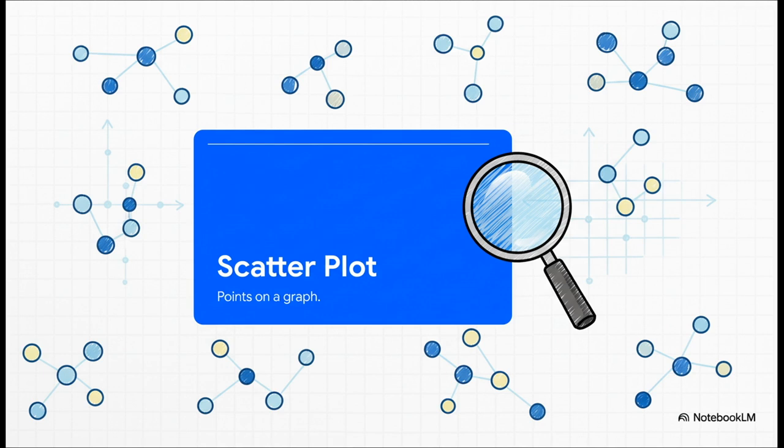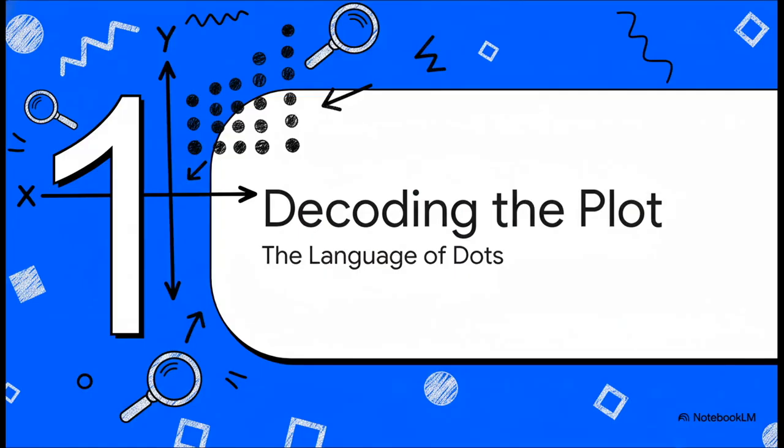Each one of those points holds two pieces of information, and our job, our mission, is to figure out what they're all trying to tell us together. So to really understand the story these dots are telling, we first have to learn their language. Let's dive into the fundamentals of how you decode one of these plots.